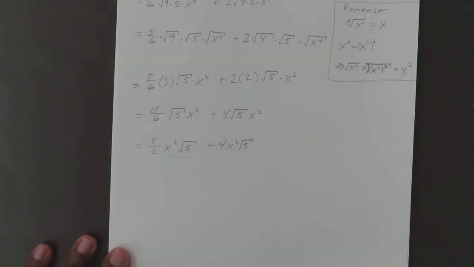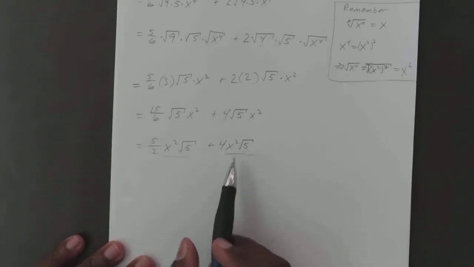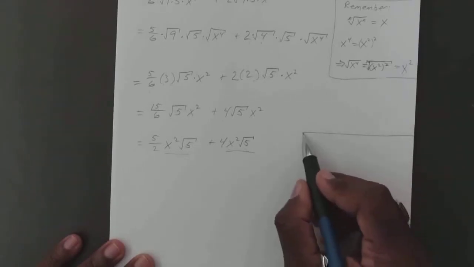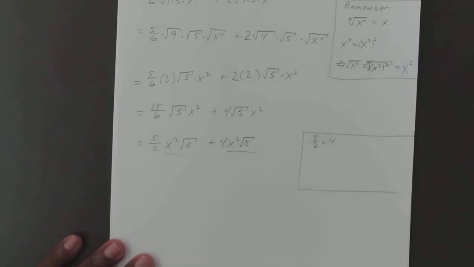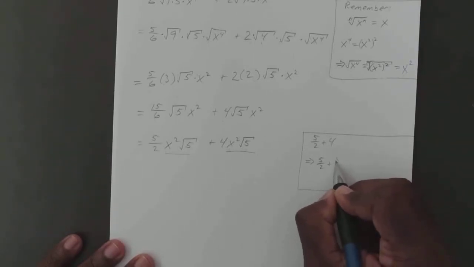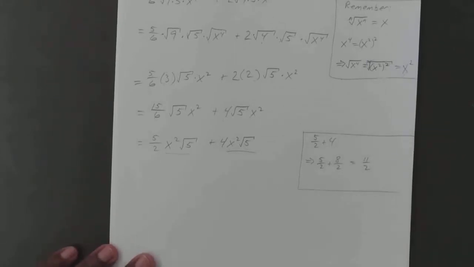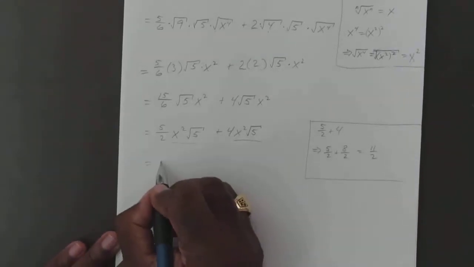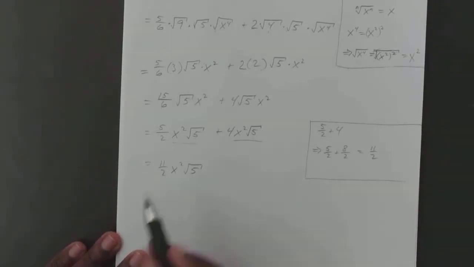Okay, so you have x squared square root of 5 and x squared square root of 5. So you can just combine those two. So 5 over 2, x squared square root of 5 plus 4, x squared square root of 5. We might as well go ahead and add our 5 over 2 plus 4 separately. Okay, remember that's going to equal 5 over 2 plus 8 over 2, which is 11 over 2. So if we add these two together, we'll get 11 over 2 x squared square root of 5.